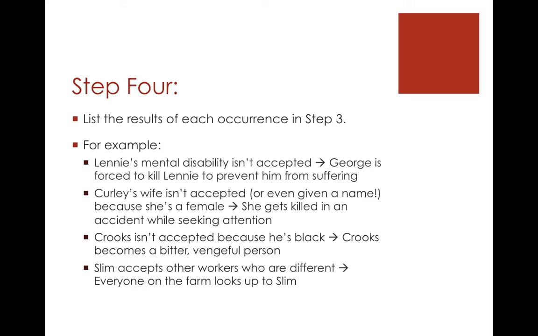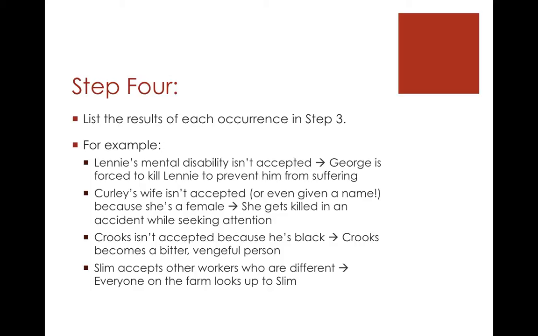Step 4. List the results of each occurrence from step 3. It's not enough to know the moments. You also need to know what happens as a result of those moments. For example, as a result of society's lack of tolerance for Lenny's mental disability, George is forced to kill Lenny to prevent him from suffering.